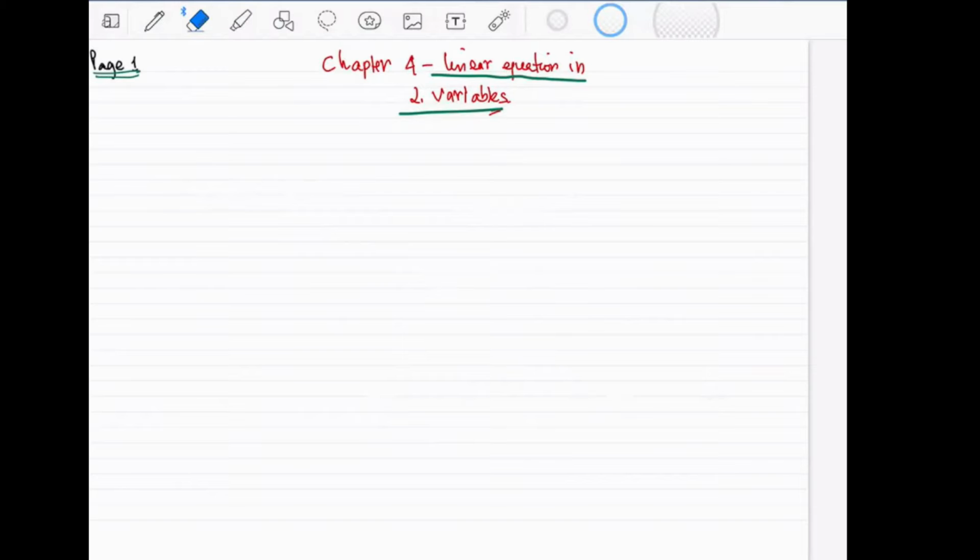Once we know what a linear equation in two variables is, let's try to put a form like this: 2x plus 3y is equal to 4, x plus y is equal to 7.